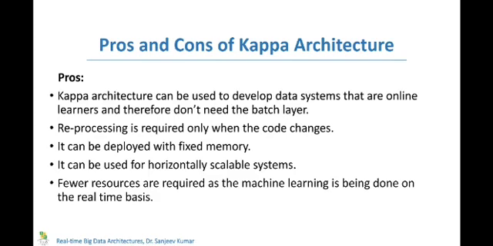Fewer resources are required when machine learning is being done on a real-time basis. For example, sometimes we have a drone moving from here to there, and we see on our screen where the drone is moving and what is executed. Then we can connect it with machine learning, with a machine learning drone, and we have real-time streaming. Everything is connected with the Kappa architecture.